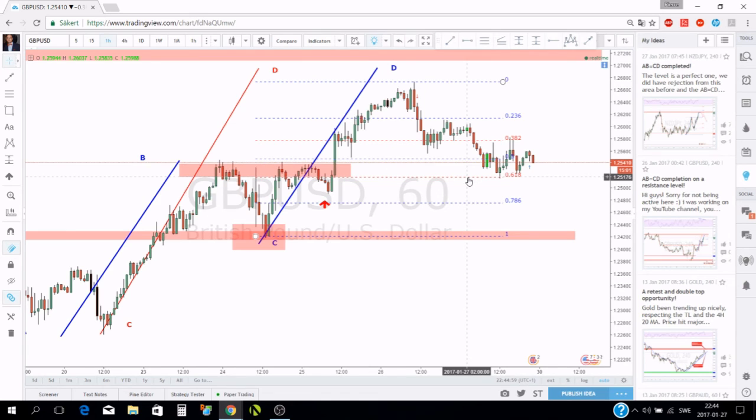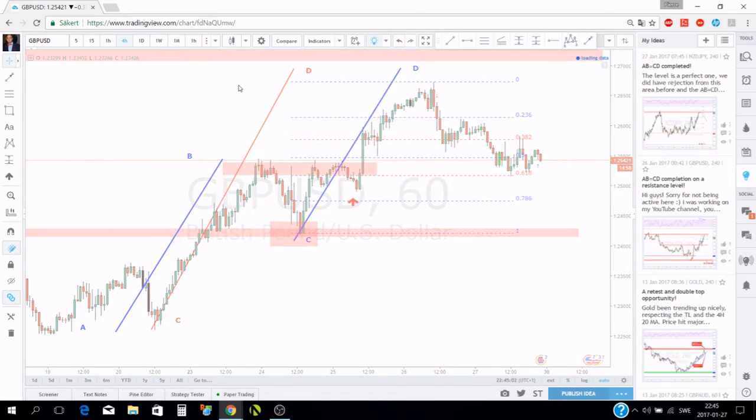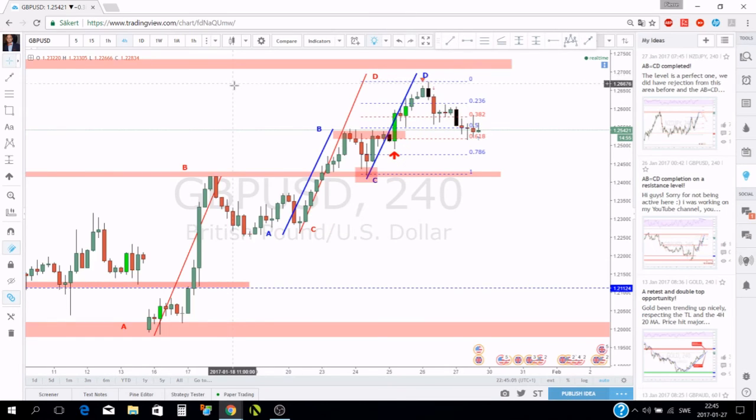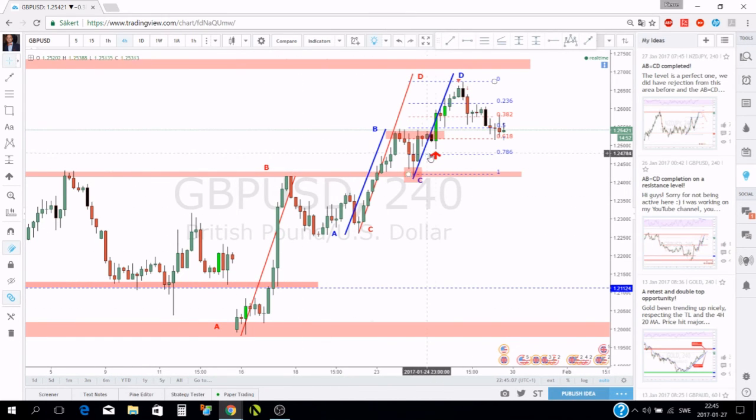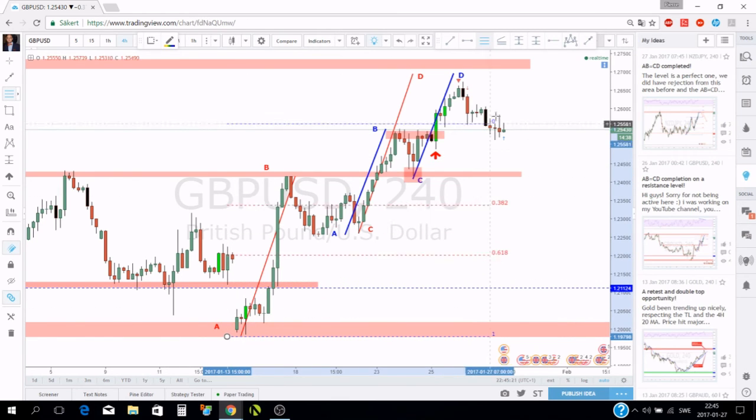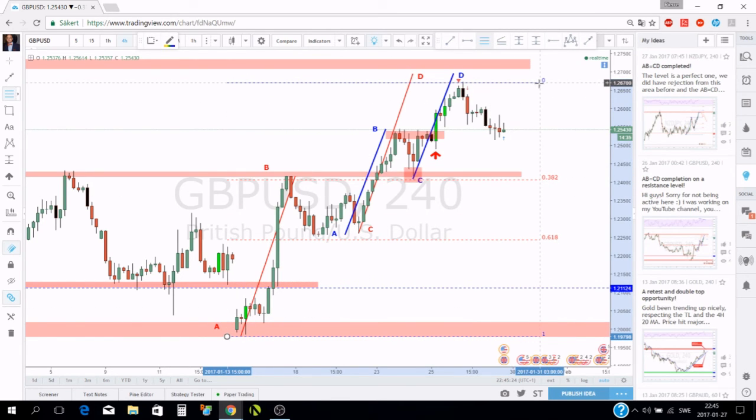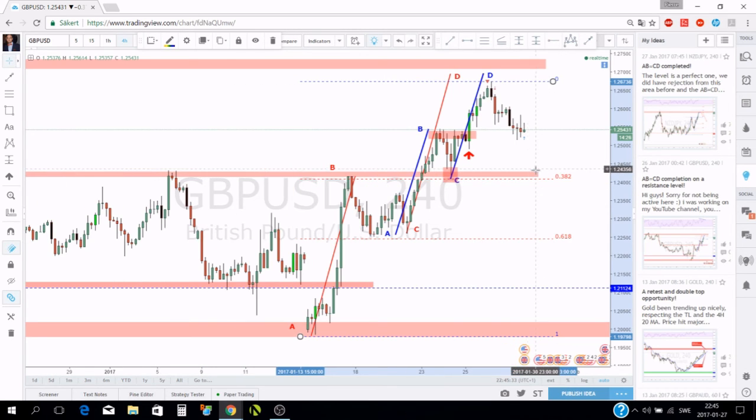And if we take a look at the overall move, it was a really good strong move up. We are actually still at 0.618 here, and if we measure the whole move, we have the 0.38. That is also a good level, and it is also in a good structure area.